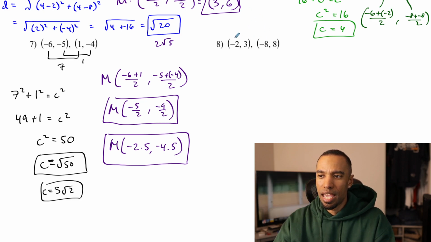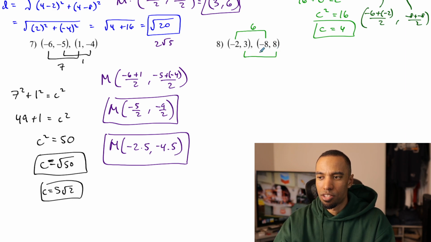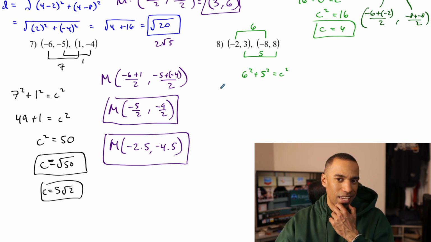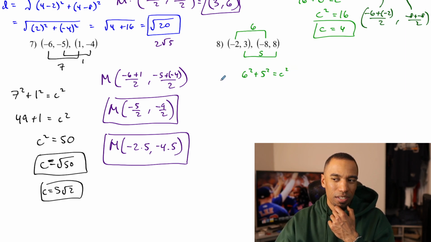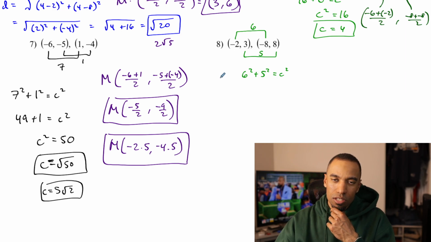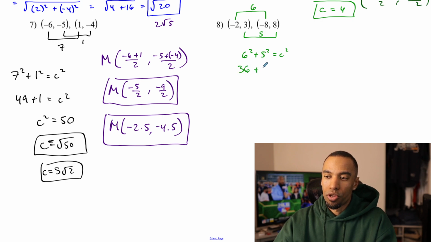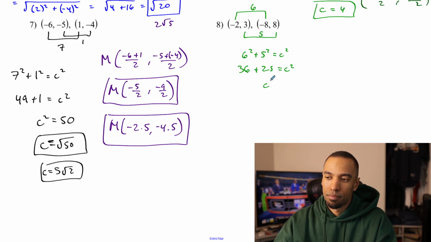The distance between negative 2 and negative 8 is 6. The distance between 3 and 8 is 5. So 6 squared plus 5 squared equals c squared. Really, I want to take that short route if I can. Even if I have distance formula, you can try distance formula and see you get the same thing. Just make sure that you do. So 36 plus 25, which is 61. We're going to take the square root of that.